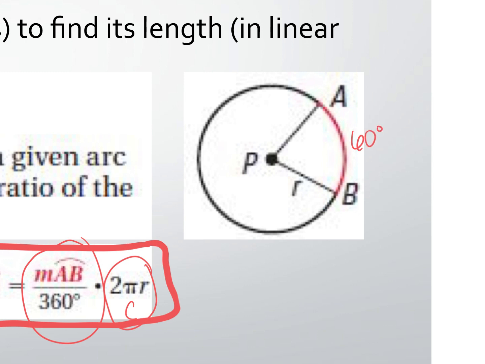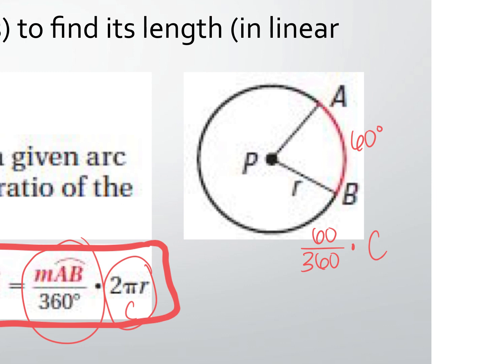That means that arc is 60 degrees out of how many degrees in the circle? 360. So to find the portion that arc is of the entire circle, we would do 360 in the denominator and 60 in the numerator. Do you agree? That ratio, what we're doing with that is we're multiplying it by the circumference. Because then that's telling us, okay, circumference is the distance all the way around the circle.